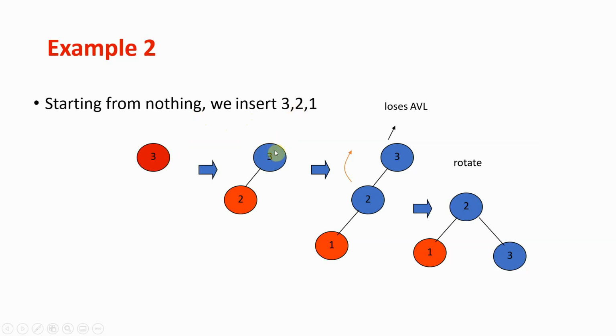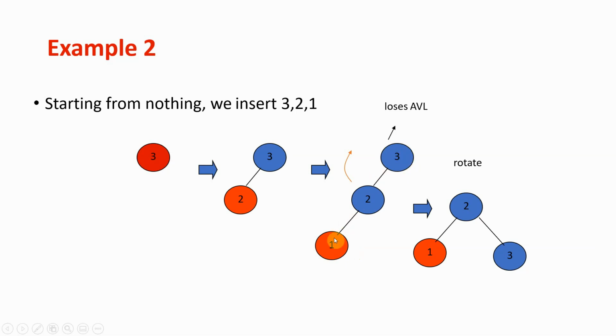We insert 2, it goes on the left, it's AVL. We insert 1, right? So 1 is less than 3 and less than 2. There's a null pointer here, so 1 is going to be inserted here. Now this is the newly inserted node, and we just calculate the balance factor. This is 0, 1, 2, so it loses AVL.